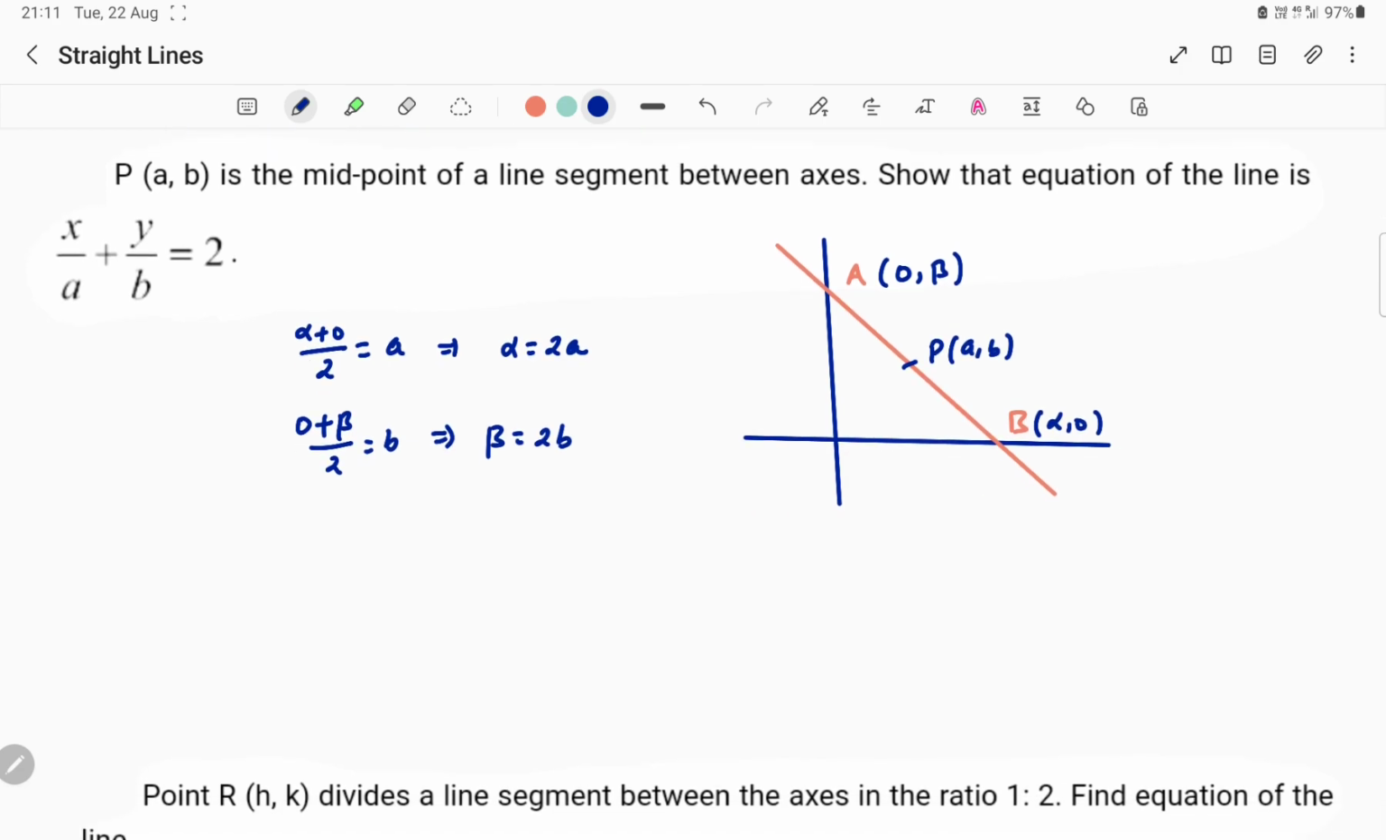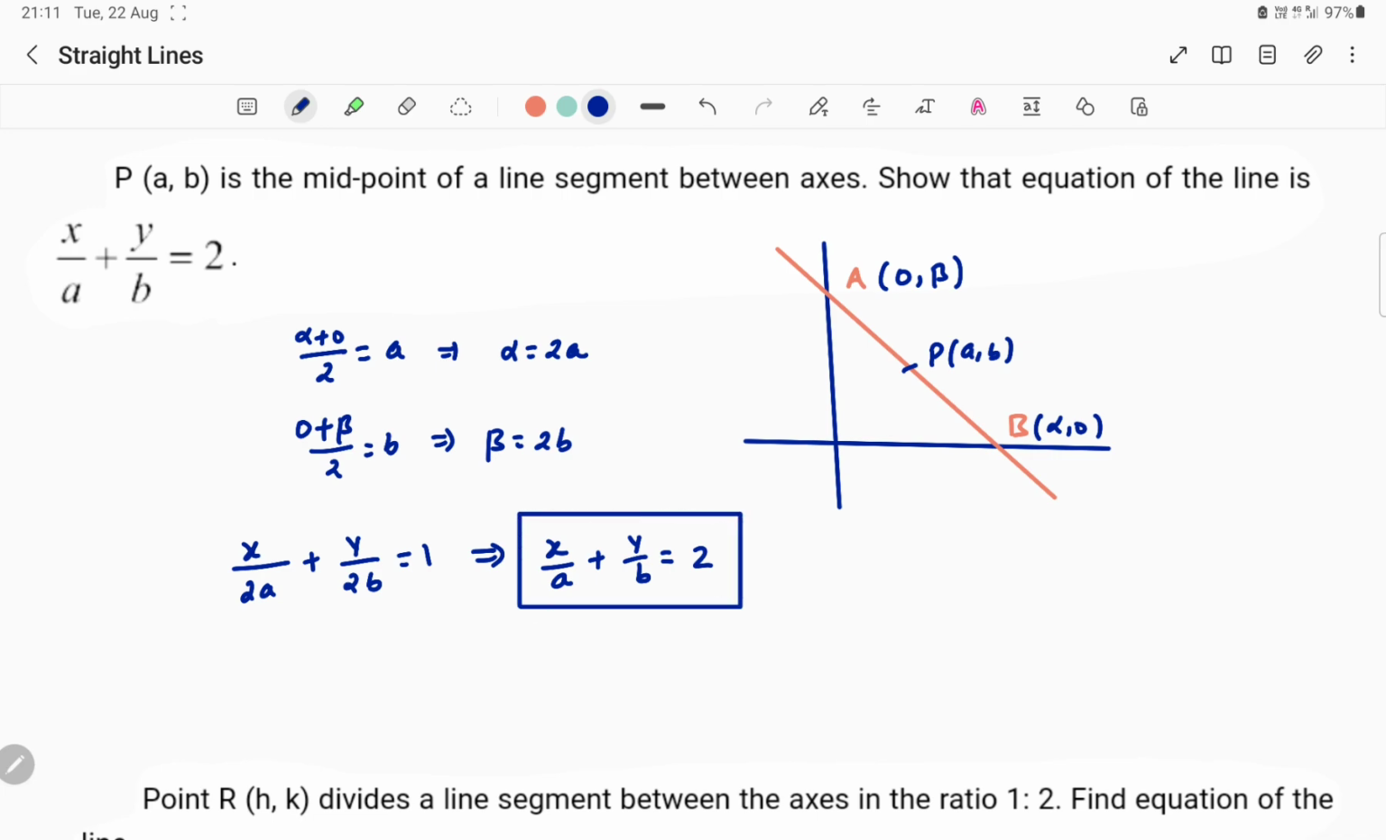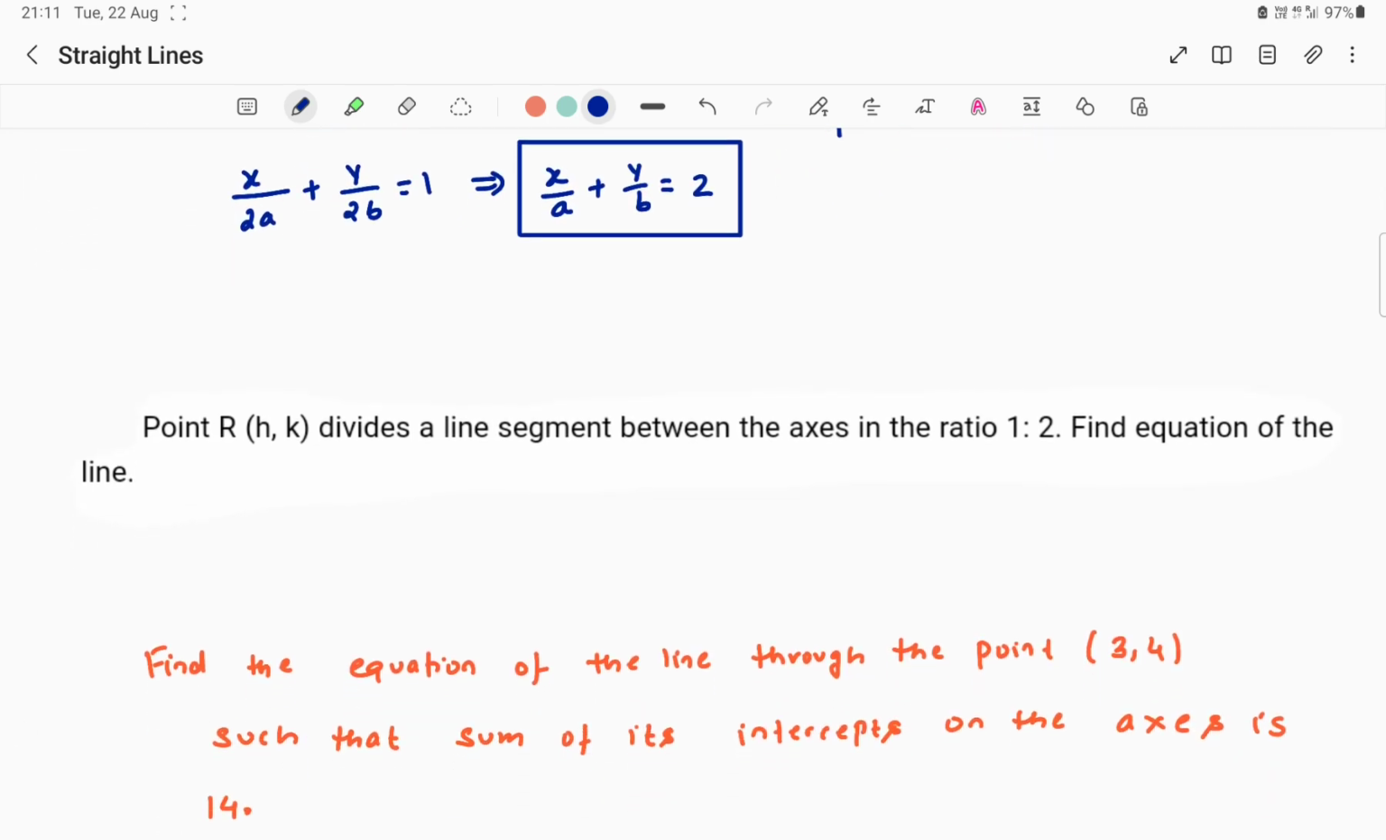Now think, what are alpha and beta? They are the intercepts, isn't it? Alpha is the x-intercept and beta is the y-intercept. So what is the equation? The equation is x by the x-intercept, which is 2a, plus y by the y-intercept, which is 2b, is equal to 1. So when you simplify this, you get x by a plus y by b is equal to 2. This is what exactly they are asking. Okay.